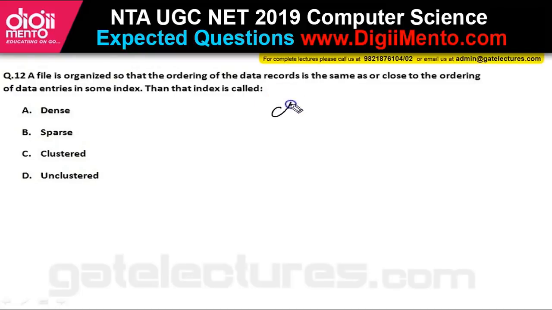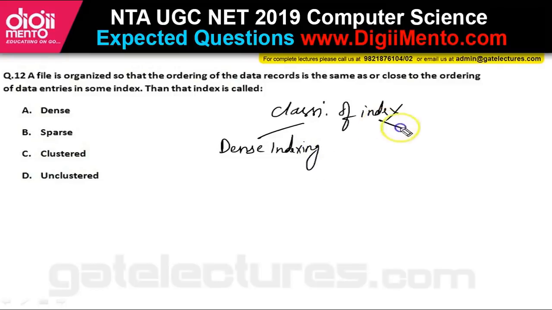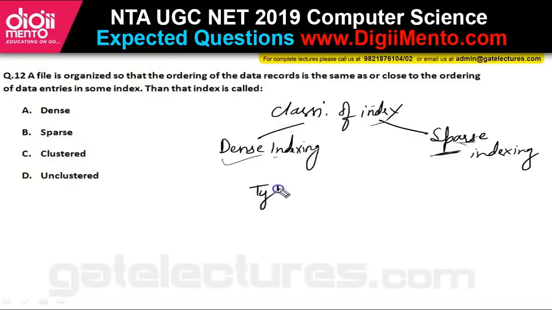In the classification of indexing, we have read that these are of two types. One is dense indexing and the other one is sparse indexing. As the name suggests, in dense indexing, if an index entry is created for every search key value, then it is dense indexing. For sparse, if the index entry is created for only some records, then it is sparse. They are talking about the ordering of data and all these things, but these are the basic classification of index.